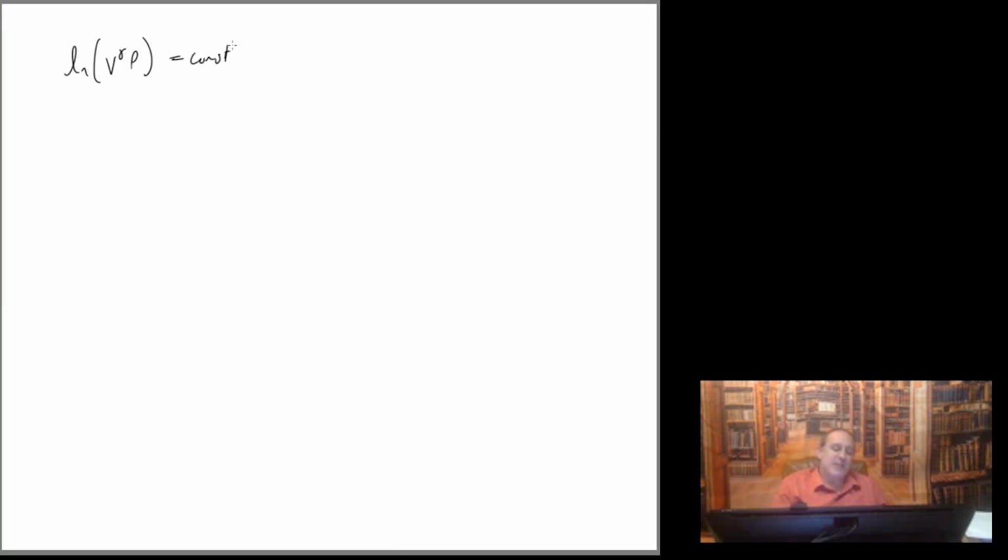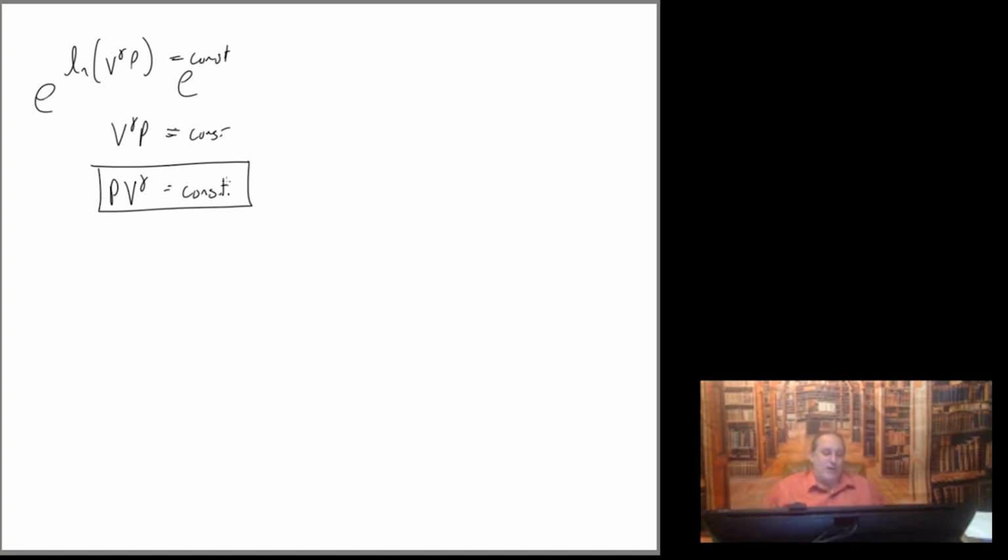And we can exponentiate both sides. So e to the ln of v to the gamma p gives me v to the gamma p, and e to a constant is still just a constant. So the way we typically see this written is just p v to the gamma equals a constant. Okay, so that's the shape of this curve.